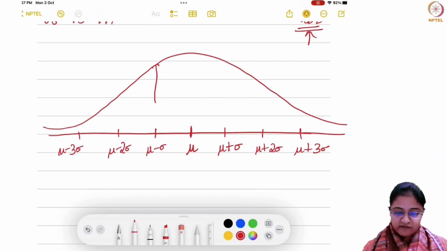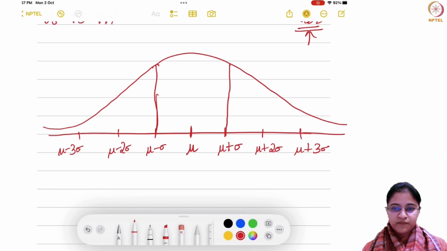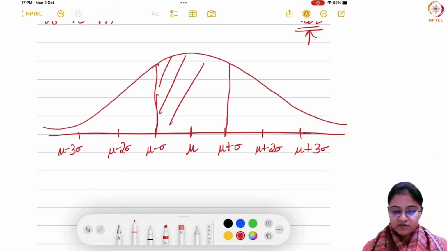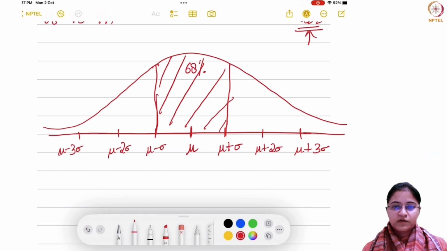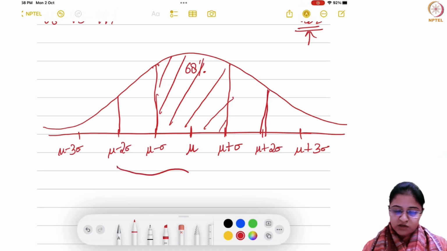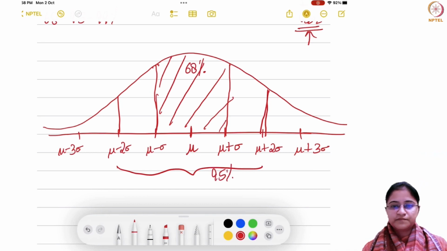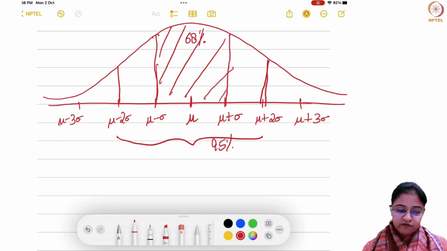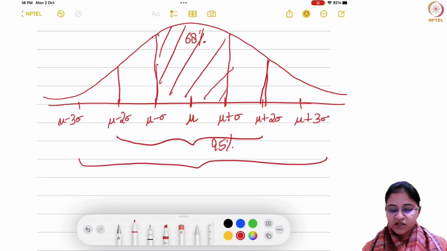The rule says that if you look at this area between mu minus sigma and mu plus sigma, then within these limits, 68% of the observations would lie. Now, when you move further away from this, that is, you go to mu minus 2 sigma and mu plus 2 sigma, within this, 95% of the observations would lie. And if you go to the extreme ends, then 99.7% of the observations would lie.